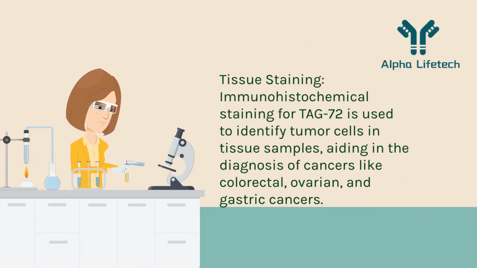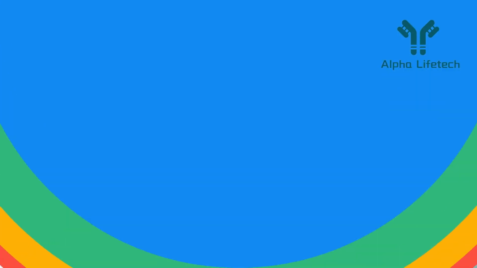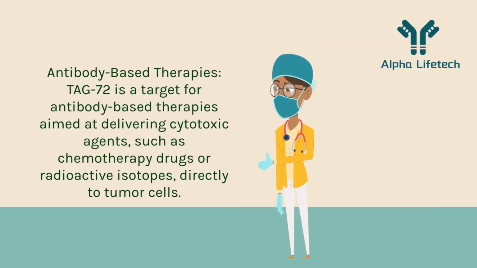Tissue staining. Immunohistochemical staining for TAG-72 is used to identify tumor cells in tissue samples, aiding in the diagnosis of cancers like colorectal, ovarian, and gastric cancers. Antibody-based therapies. TAG-72 is a target for antibody-based therapies aimed at delivering cytotoxic agents, such as chemotherapy drugs or radioactive isotopes, directly to tumor cells.